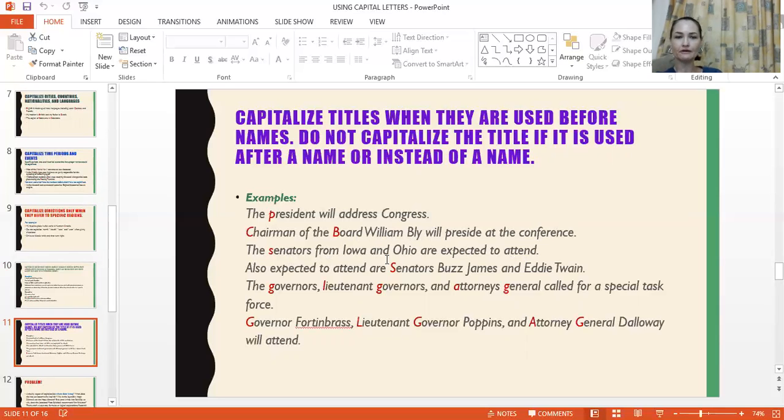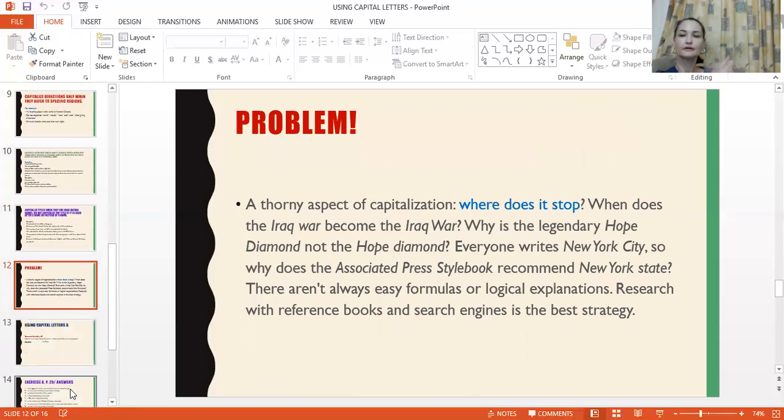Now, the senators from Iowa and Ohio are expected to attend. We do not capitalize senators because they do not have any names. But in this case, also expected to attend are Senators Buzz James and Eddie Twain. In this case, the title Senators is followed by Buzz James and Eddie Twain, their names. So we do capitalize the word Senators. Always keep that in mind. And we discussed it in detail, as I've just said, 2 weeks ago, and we did a lot of exercises in your books.